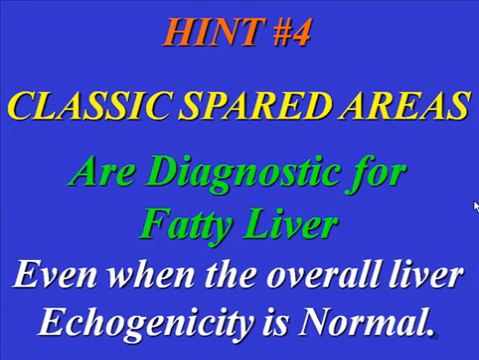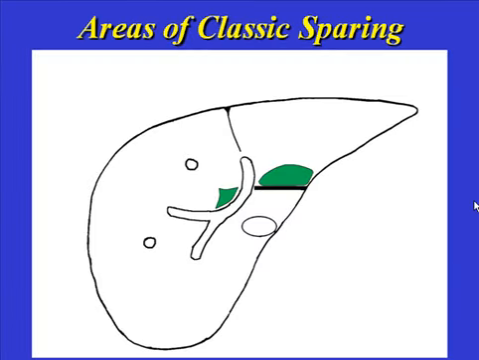So the next point I want to make, which is germane to the diagnosis of fatty liver, is that if you have classic spared areas, these are diagnostic for fatty liver. And this is true even when the overall liver echogenicity is normal. These are some of the areas that are classically affected by sparing. And you can see basically it is the posterior or dorsal portion of the left lobe, ventral to the bifurcation of the portal vein, along the fissure for the ligamentum venosum.